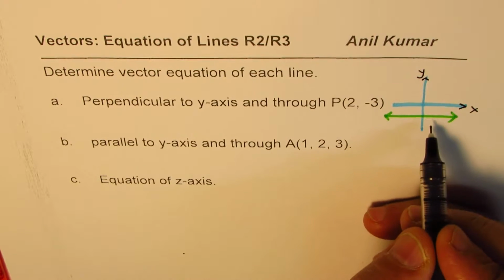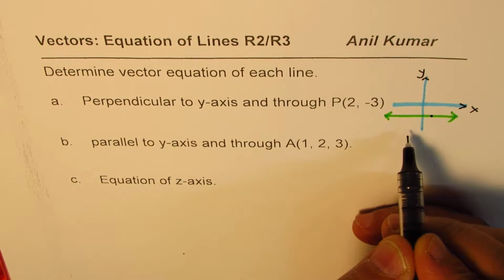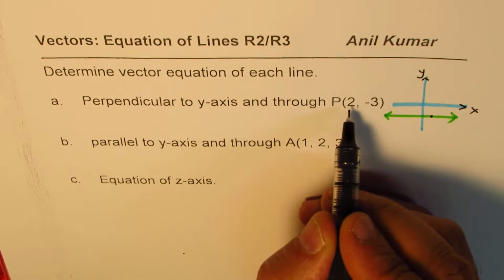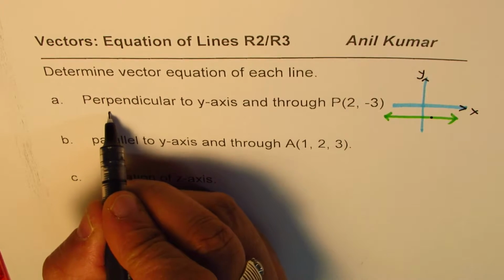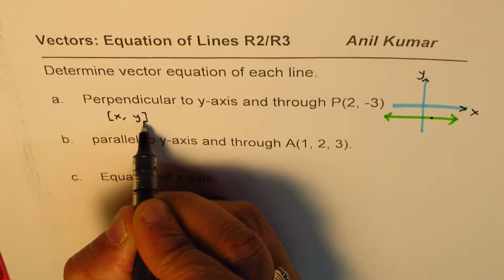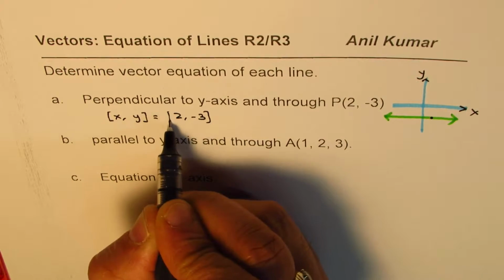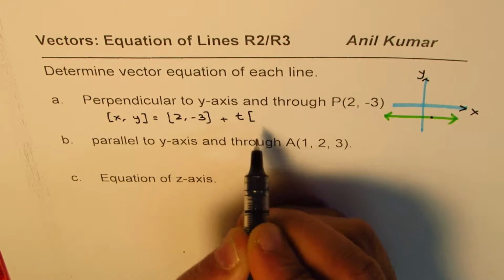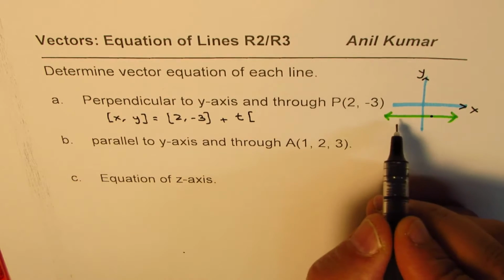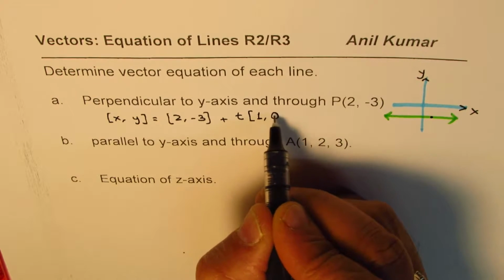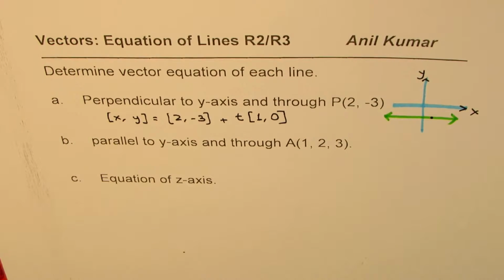Now as you can see, let us say this is the point (2, -3). You're only moving along x, right? So if I have to write the vector equation, I'll write this as (x, y) equals the initial point given to me, (2, -3), plus the parameter times the direction. In which direction do we move? We move along x, so it is 1, and 0 along y. Do you see that? So that gives you the vector equation for the given condition.